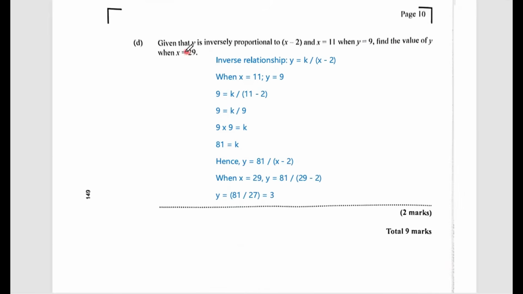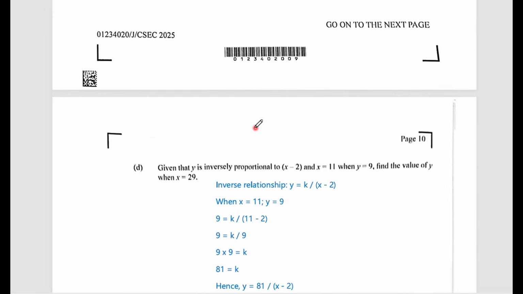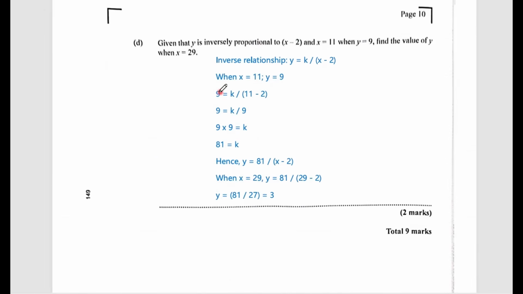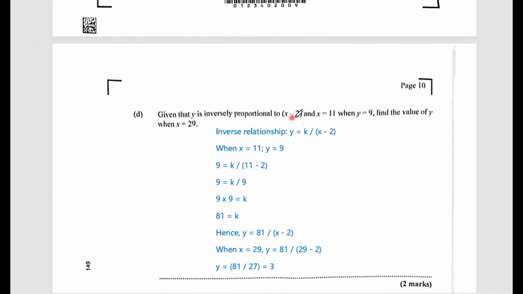Going down, you say, given y is inversely proportional, and I feel like something is missing from here, but anyway. Let me just check something out. Okay. Given y is inversely proportional to x minus 2 and x equal to 11 when y is 9, find the value of y when x is 29.